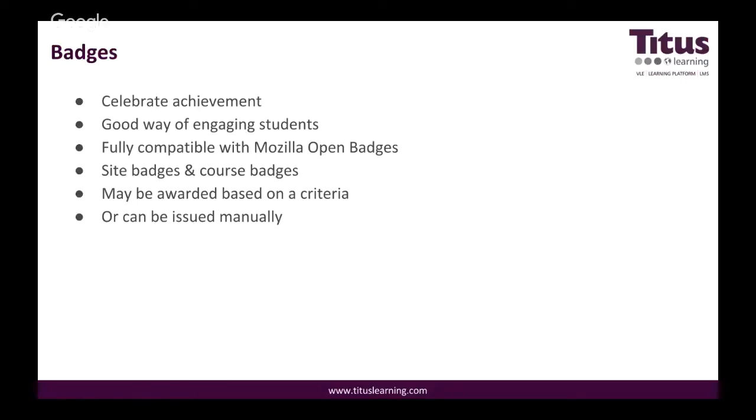So we're going to be using a criteria, creating a criteria, but you can also choose to issue badges manually. So once you've created a badge, you can go into your course, and you might have 20 students in your course, and out of those 20, you can decide which students should receive this badge. So you can issue badges manually if needs be.